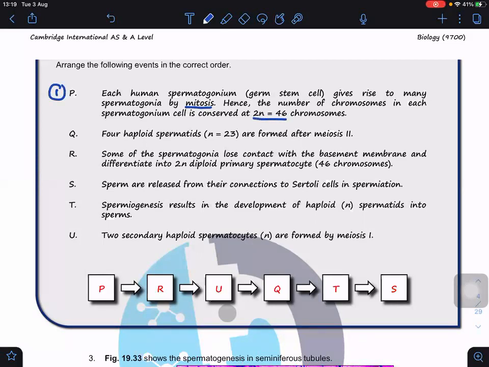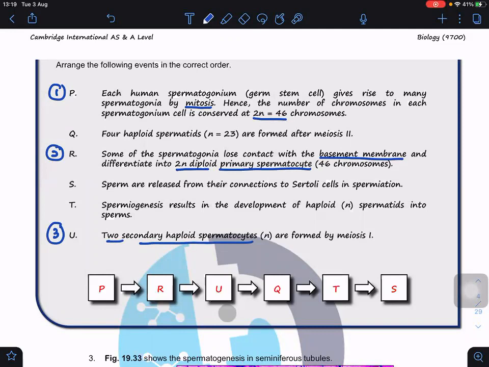Second process: some of these spermatogonia lose contact with the basement membrane and differentiate into 2n diploid primary spermatocytes. Then at the end of the first meiosis, they form two secondary haploid spermatocytes already.